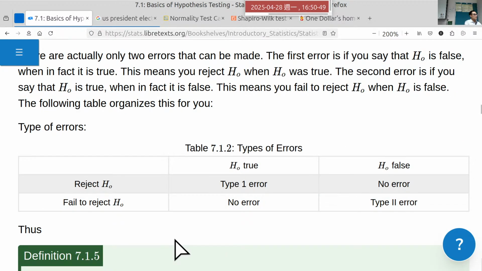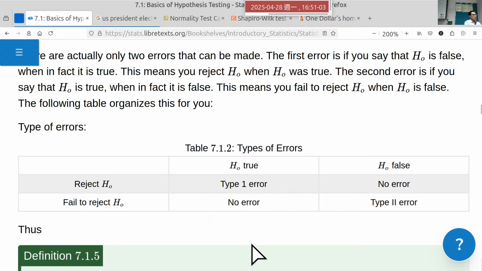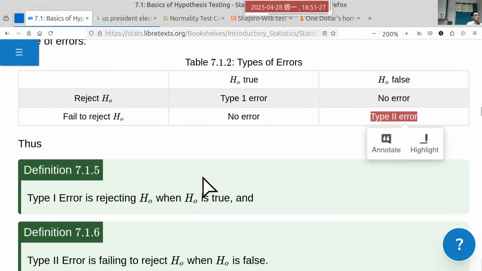Two types of errors. The first one, when the null hypothesis is true, you should accept it, but you reject it. It's called a type 1 error. If you fail to reject, you accept it, you did not reject it, no error. The second one, when the null hypothesis is false, theoretically you need to reject it, but you fail to do that, you accept it. It's a type 2 error. Type 1 and type 2. Okay, let's check alpha and beta.